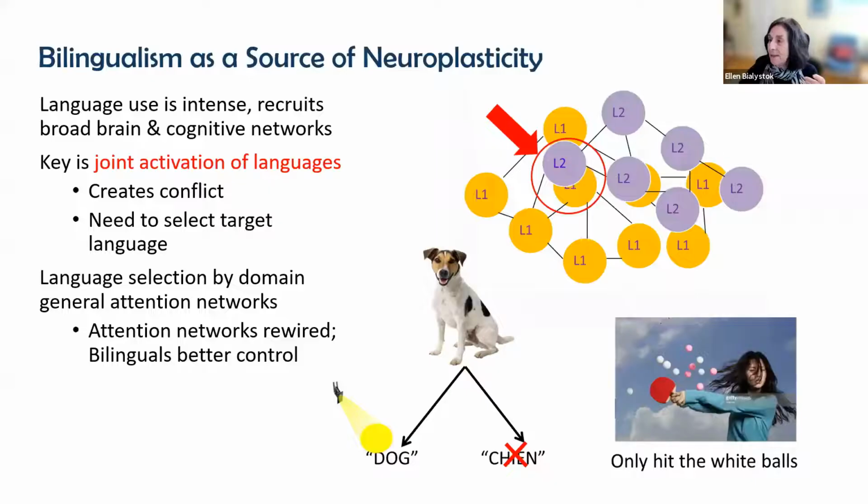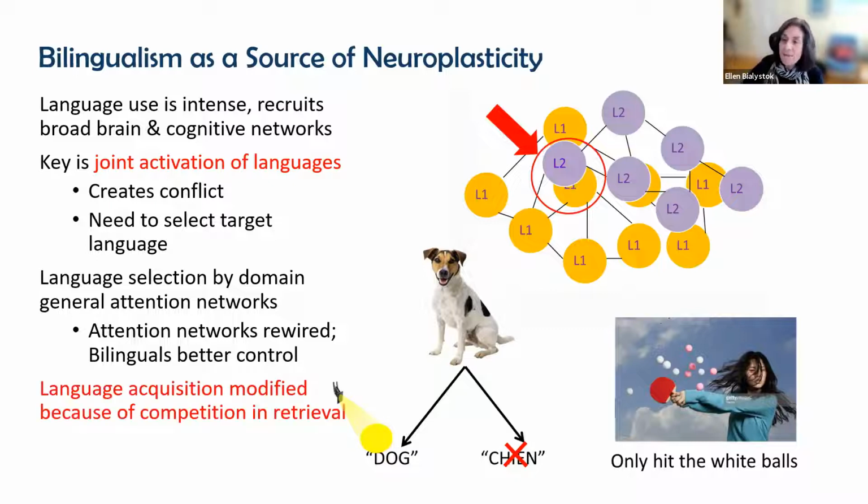Interesting is that the exact same procedures that allow her to only hit the white balls are the same procedures that allow you to select the language you need to be speaking right now. So to sum that all up, language use changes, language representations change because joint activation leads to conflict, which requires selection. That's the whole story about bilingualism and neuroplasticity, okay?